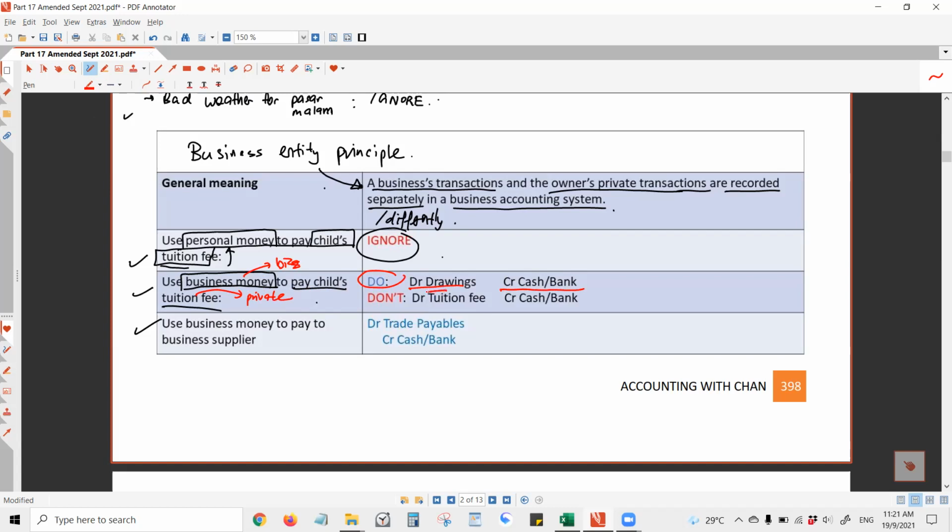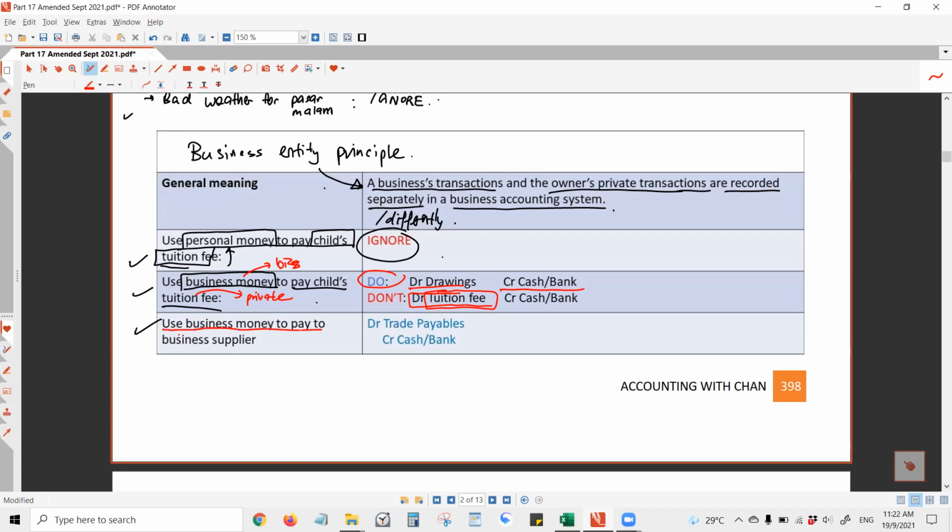Ensure that you don't debit tuition fee, because tuition fee is not an expense in the business. You must debit drawings. If you debit tuition fee, it means that in your business you have spent on something known as tuition fee, which is not logical. You don't spend tuition fee in your business. So again, this is about knowing what is private and what is related to the business. You must draw a very clear line that separates the private from the business.